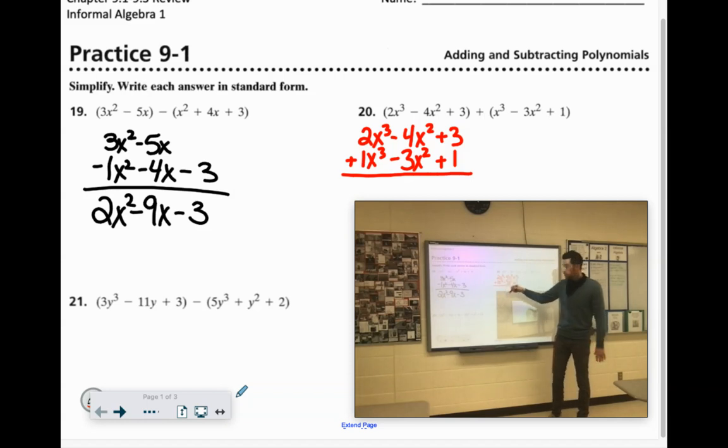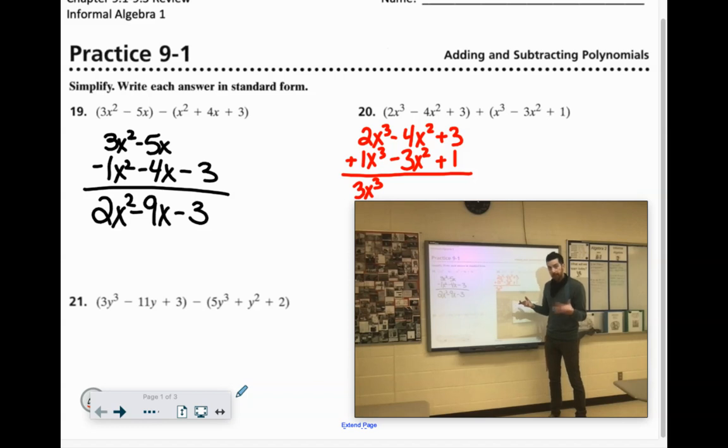So x to the thirds, we have 2 of them, plus another one, 3x to the third. The x squareds, they're both negative. So just add them together and keep it negative. 4 plus 3 is 7. So we have negative 7x squared. And then 3 plus 1 is 4.